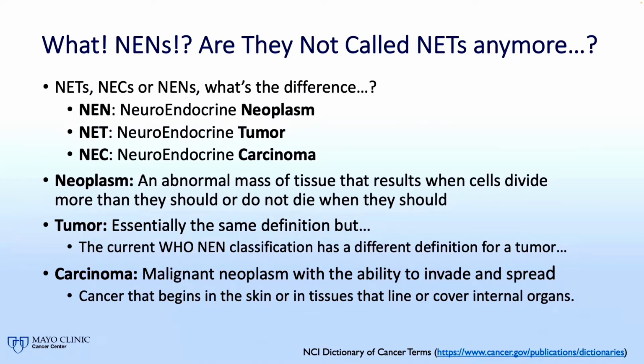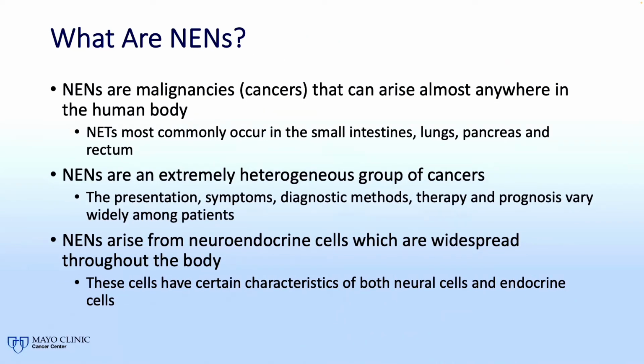It's an abnormal tissue, a clump of tissue that results when the cells are dividing where they shouldn't be and are not dying when they should. The tumor is a similar definition, but for neuroendocrine tumors, tumor has a different meaning, and I'll get into that in a little bit. Carcinoma is more like an aggressive, invasive cancer that has the ability to spread to other parts of the body. So what are NENs, neuroendocrine neoplasms?